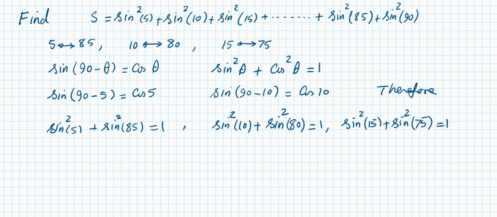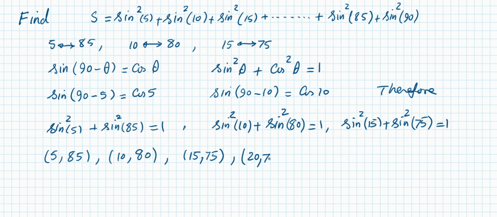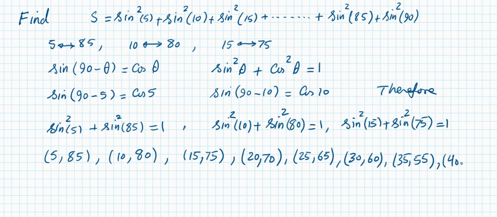Now, the pairs of angles that we select out of the summation are the following: 5 degree and 85, 10 degree and 80, 15 and 75, 20 and 70, 25 and 65, 30 and 60, 35 and 55, and finally 40 and 50.